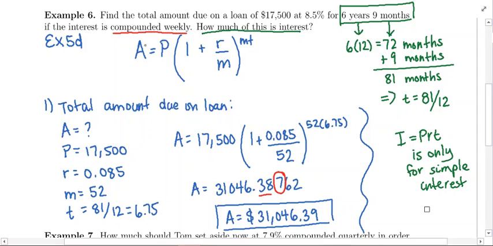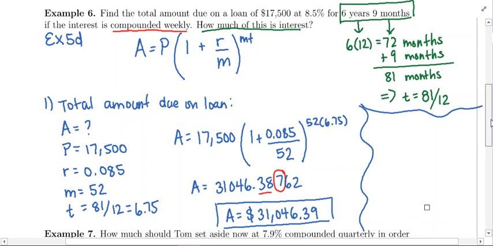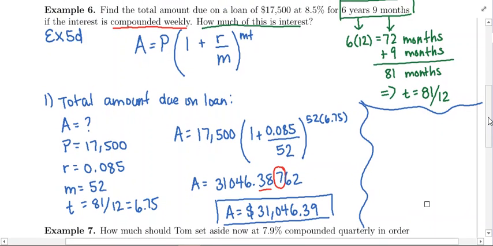This is how this is going to work. Because there is no formula for interest for compound interest, you're just going to have to use your everyday experience with money to figure this out. So here we go. We calculated that at the end of 6 years and 9 months, you're going to have to pay back $31,046.39. Well, how much did you borrow? $17,500. Subtract it out. If you take the total amount that you have to pay back and subtract out how much you borrowed, that's how much interest you ended up paying.